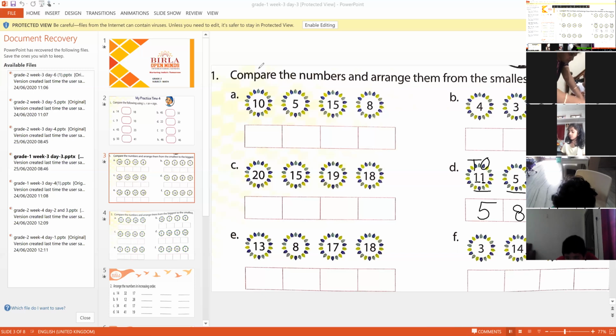You have to compare the numbers 13, 8, 17 and 18. See here, children. Again you have only one number which has one digit. So this will be the smallest number, and that number is 8. So in the first box, children, you will write 8. Now you have to compare the numbers 13, 17 and 18.